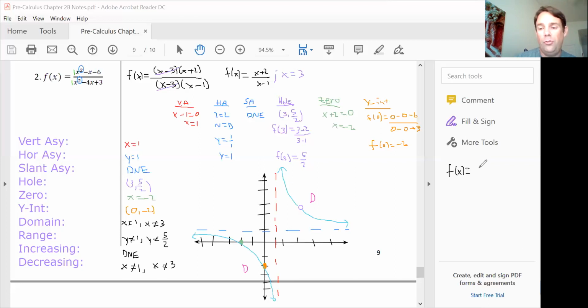f of x equals 2x squared plus 5x plus 11.